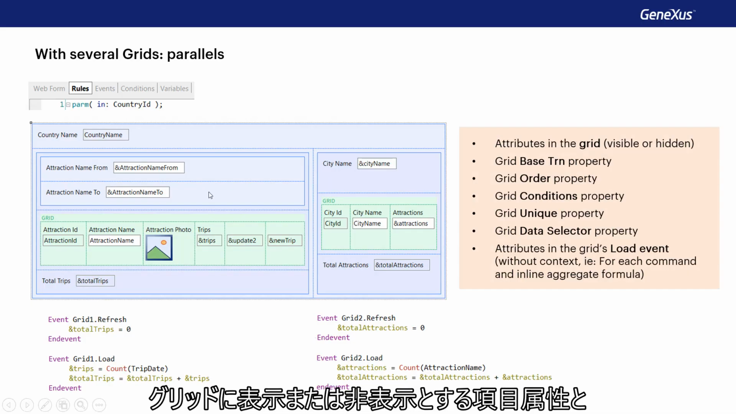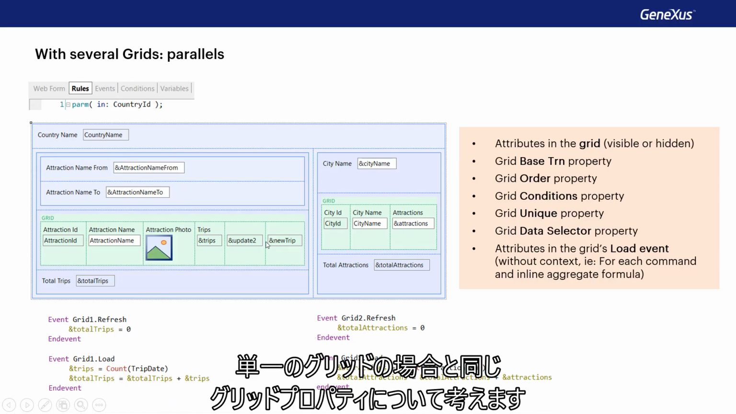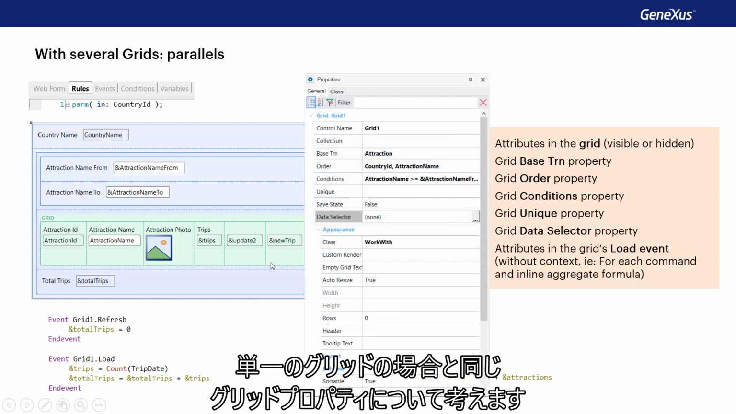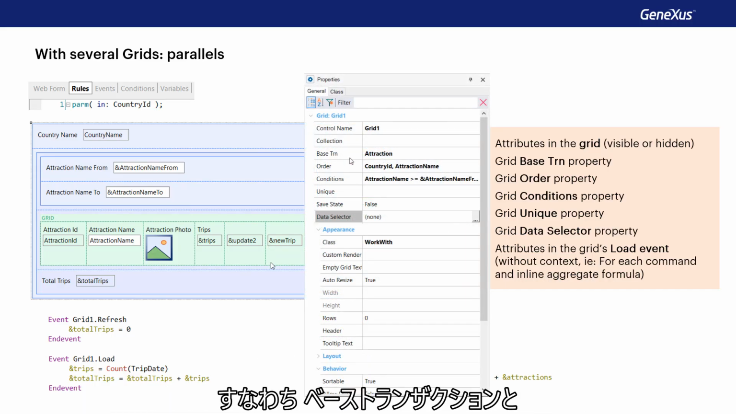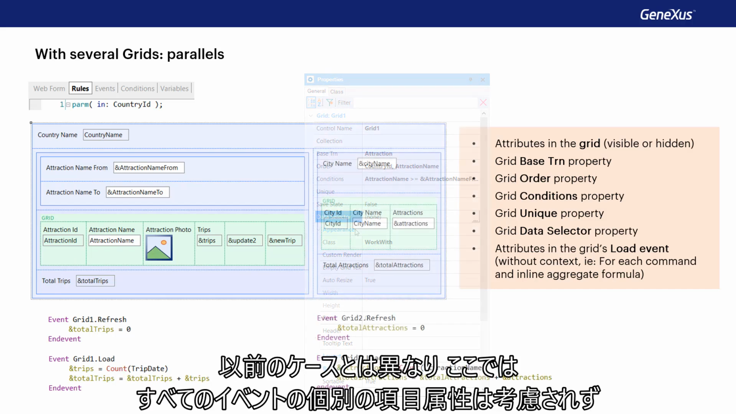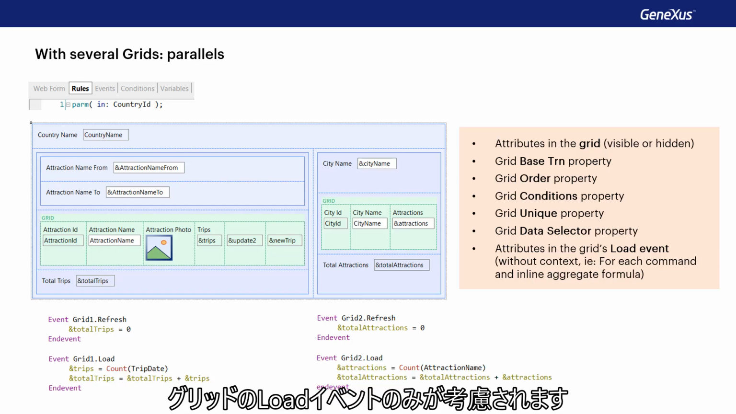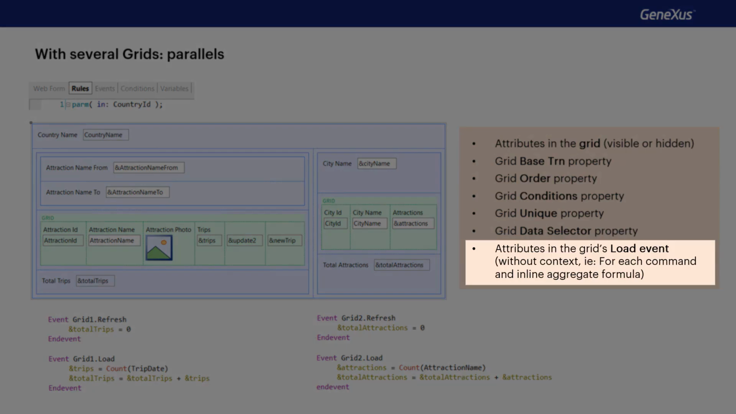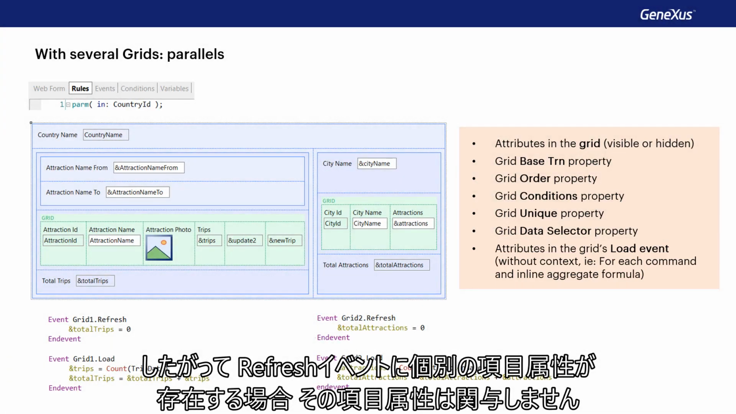Consider the grid's attributes, visible or hidden, the same grid properties as for the case of a single grid, the base transaction, obviously, and properties, order, conditions, unique, and data selector. Unlike in previous cases, the separate attributes of all events will not be considered here. Only the load event of the grid will be. So, in the case that a separate attribute existed in the refresh event, it would not be participating.